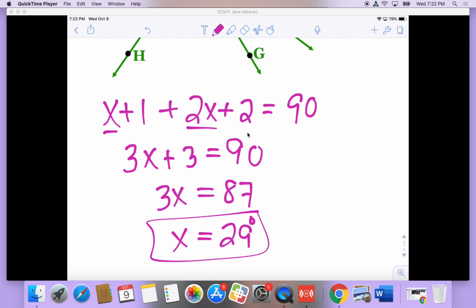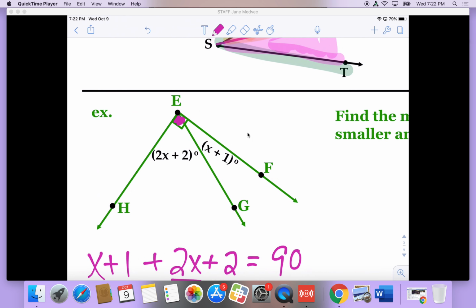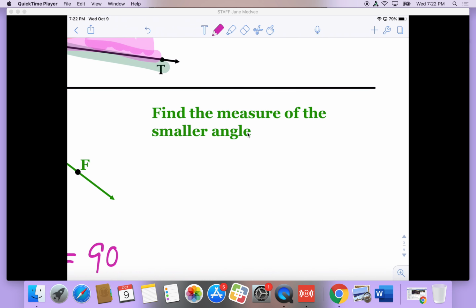Now this is where a lot of students struggle. They say, oh, I found x, I'm all done, I'm at 29 degrees. Make sure you go back to the original problem because it doesn't say to solve for x, it asks you to find the measure of the smaller angle. So we need to actually find that measure.